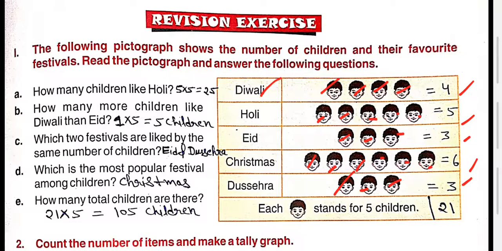Okay, which is the least one? Eid and Dashera are the smallest because 3 and 3. So Eid and Dashera are liked the least by the children. And which one is maximum? Christmas. So Christmas is liked the most, or it is the favorite one.